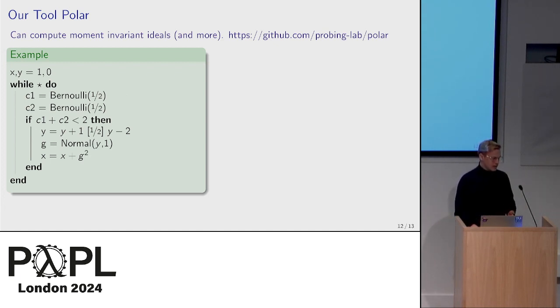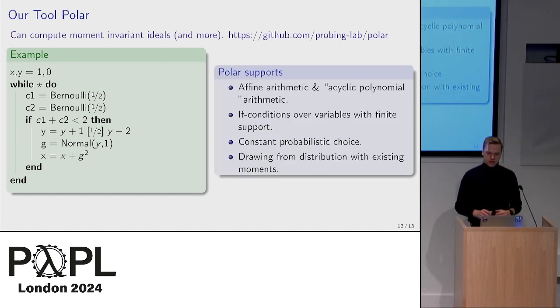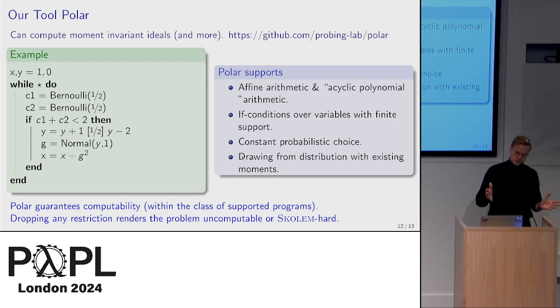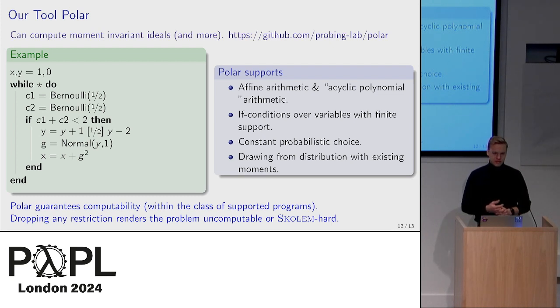And we have a tool and an algorithm, Polar, that can compute these things. And we can also characterize syntactically the loops for which this is possible. So, for instance, you might expect that we can only support affine arithmetic and some form of polynomial arithmetic. We can support some if statements, but only over variables with finite support. For instance, here this if statement doesn't break computability because C1 and C2 are drawn from Bernoulli, so they are only 0 or 1. Then there are two other constraints. And if your program falls into this setting, Polar guarantees that it can compute any moment invariant ideal of any order.